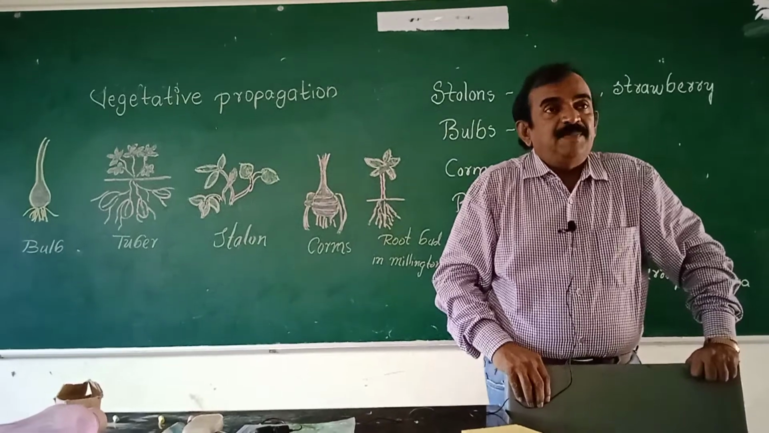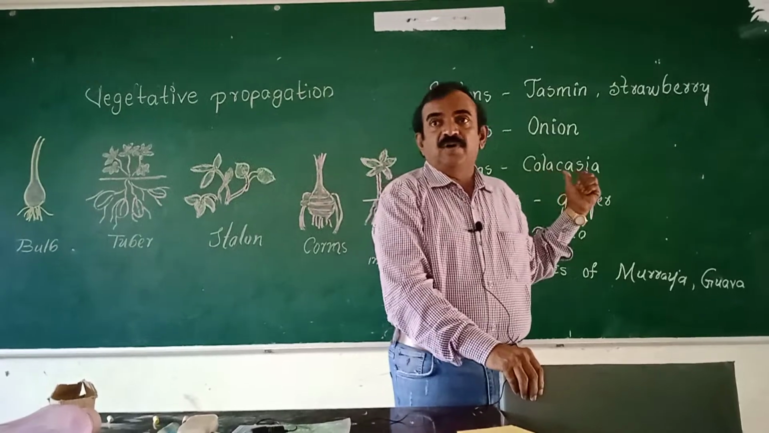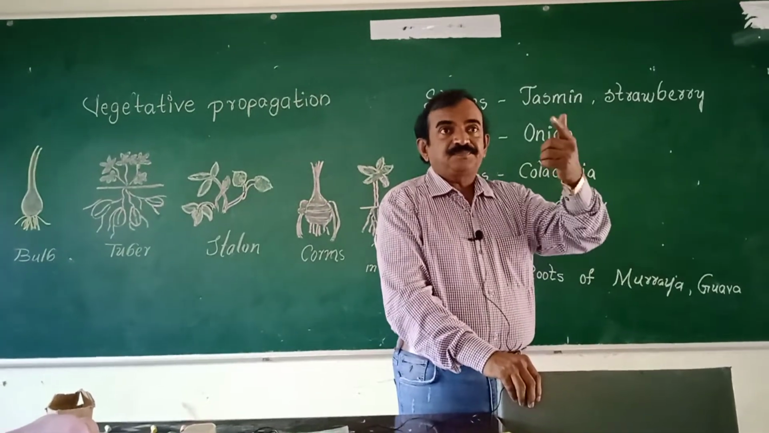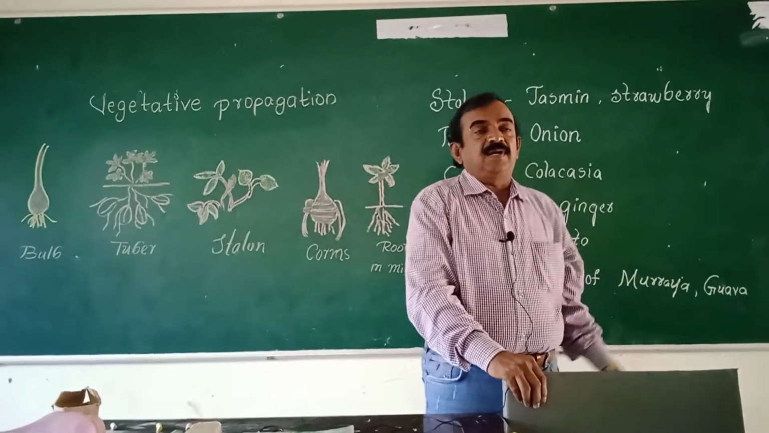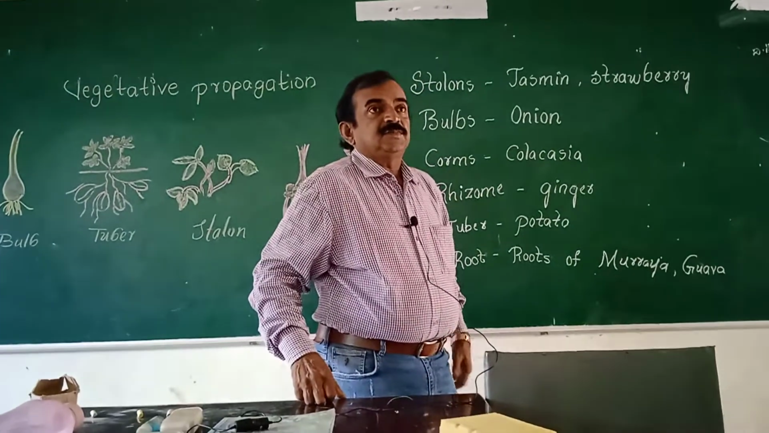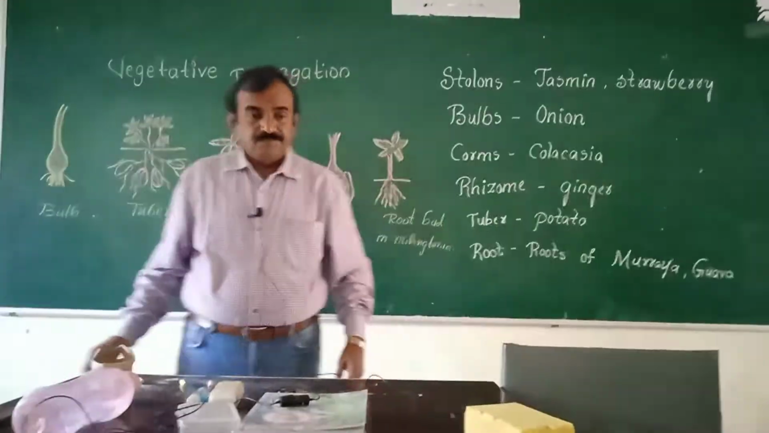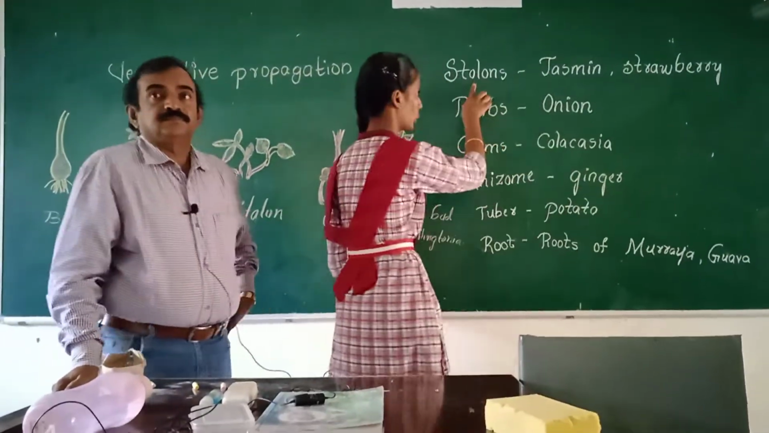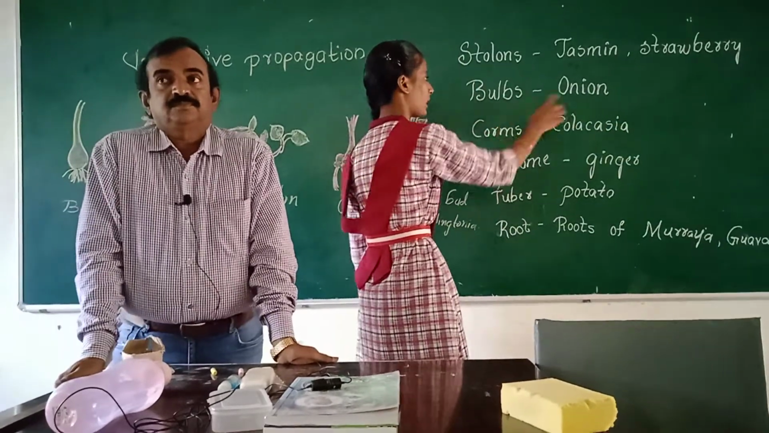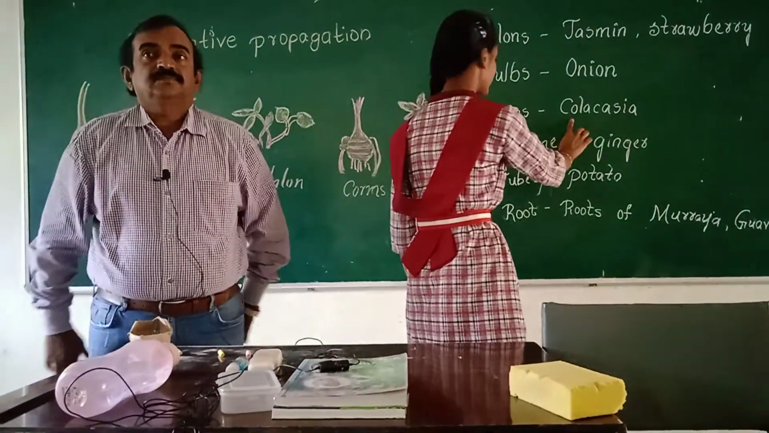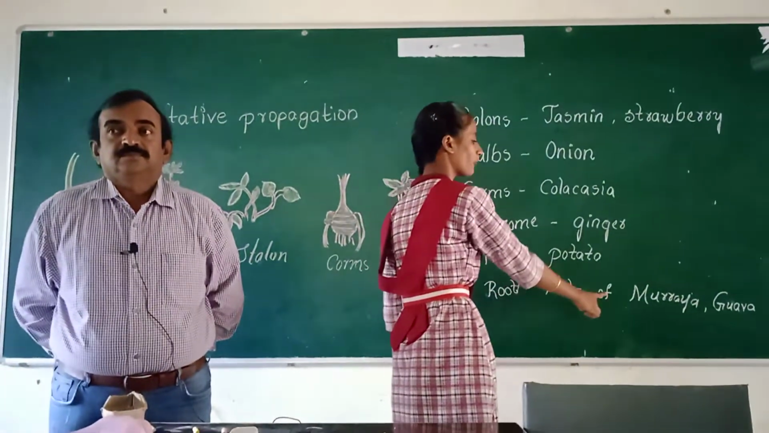So one of you please come and read the examples there on the green board. One, please come. Neha is coming. Read loud. Come quick. Fast. Read bigger. Stolons, jasmine, strawberry, bulbs, onion, corms, colocasia, rhizome, ginger, tuber, potato, roots of Murraya.